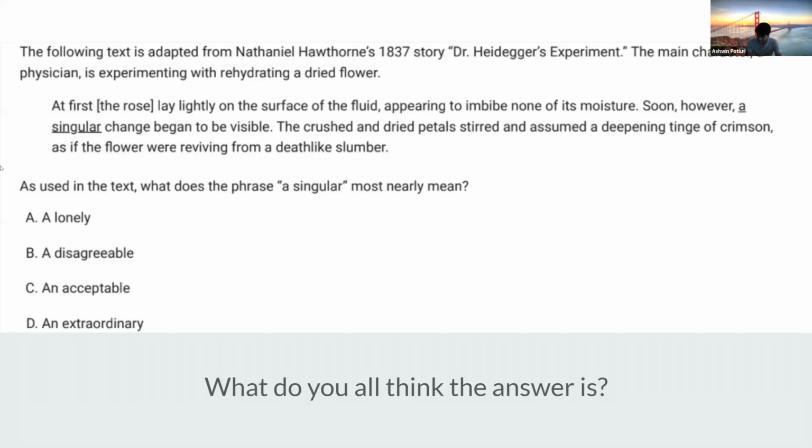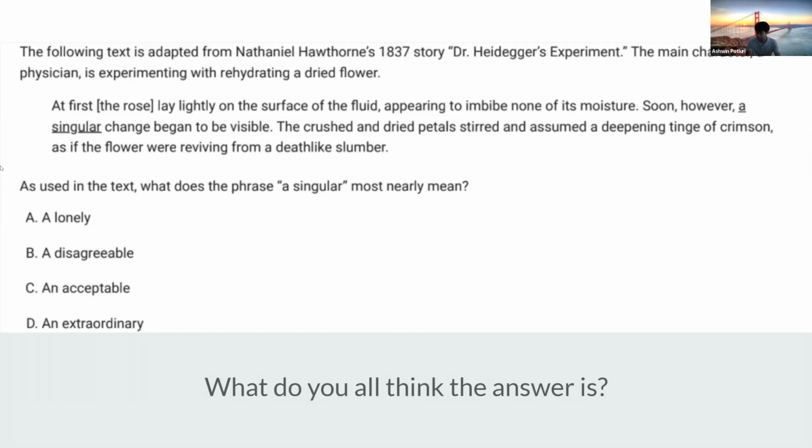Now, D may make sense in terms of the context of the text, right? What the text is essentially saying: at first, the rose lay lightly on the surface of the fluid, and then nowhere does it say it's an extraordinary change, but it does make sense that it's an extraordinary change, since they say it assumed a deepening tinge of crimson as if the flower were reviving from a death-like slumber. That seems quite dramatic, quite extraordinary for the flower to do such a thing. So that may seem right if you simply take only the reading comprehension, what you're able to figure out from the text around the phrase.